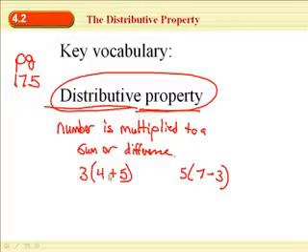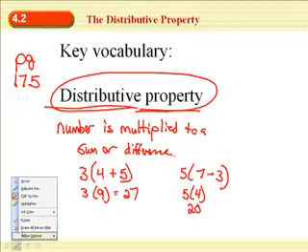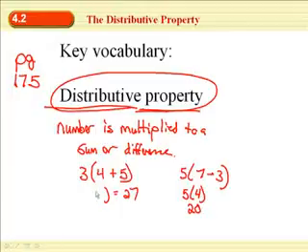So the old way we would do this is we would add the 4 and the 5 because they are in the parentheses. And then we would take it times 3, which is 27. That's easy. It makes sense. This one, 5 times 7 minus 3 is 4, and 5 times 4 is 20. Now that's how we would do it normally, but today with the distributive property, here's how we're going to do this. So we're going to get rid of this stuff.